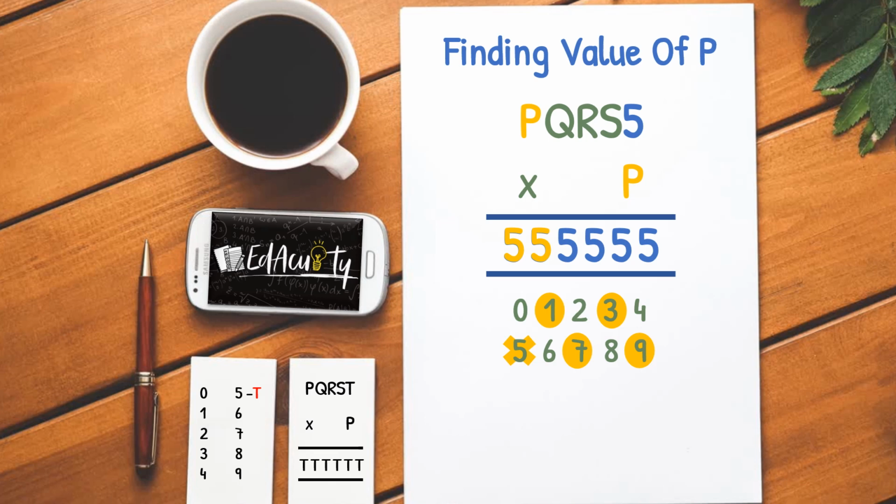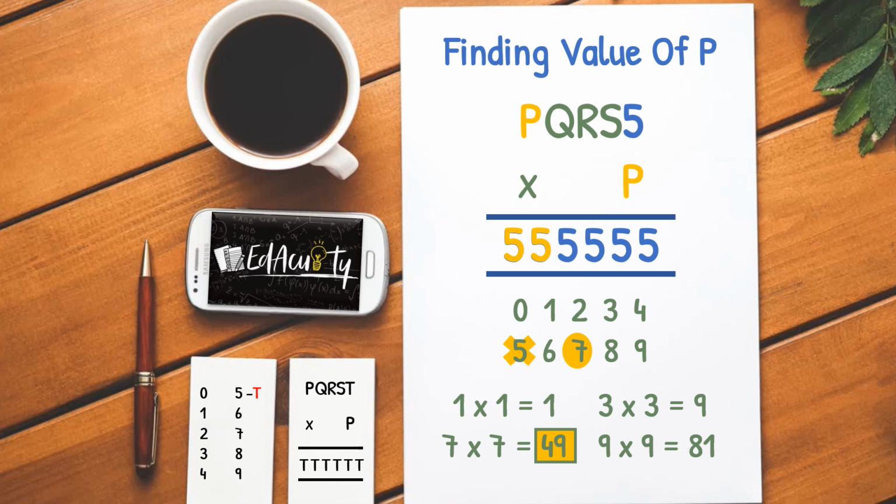Now, just think which multiplication would give us a number that is nearer to 55. Okay, so just look at this. 1 into 1 gives 1, which is obviously not nearer to 55. 3 into 3 is 9, which is again comparatively smaller. 7 into 7 is 49, which is quite near to 55. And lastly, 9 into 9 is 81, which is obviously greater than 55, and that's out of the question here. So we conclude that the number 7 can be the best choice for the value of P.